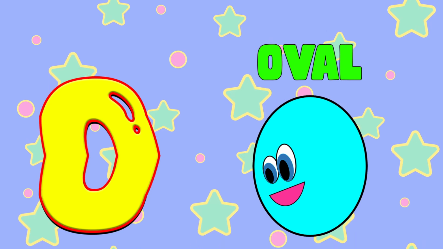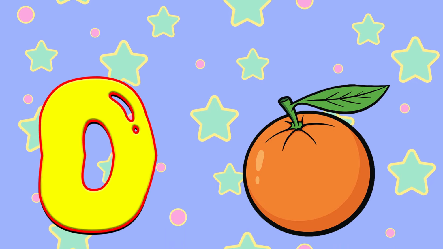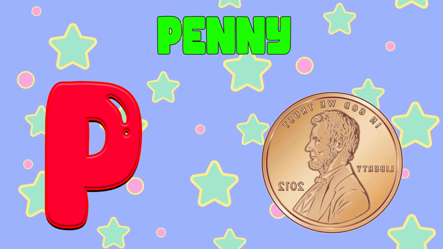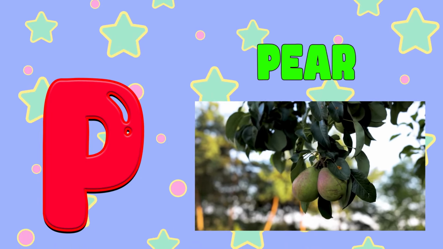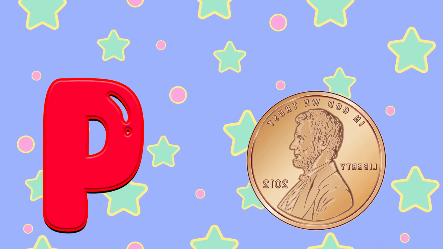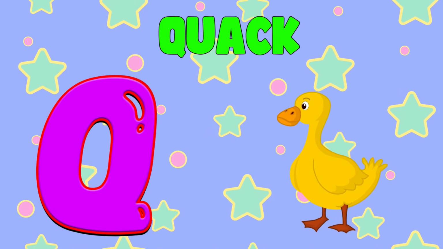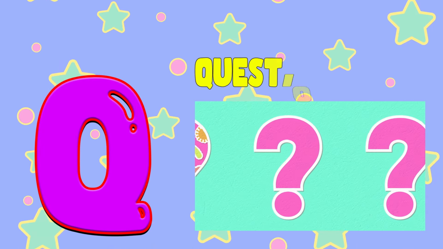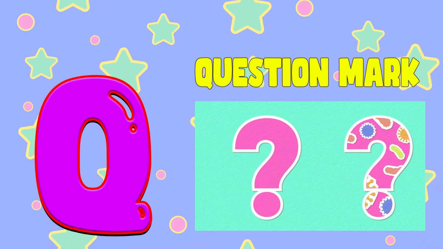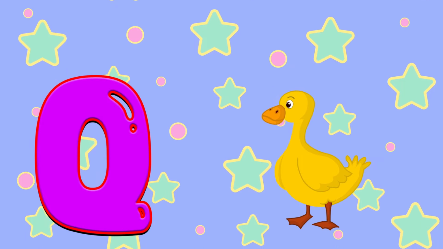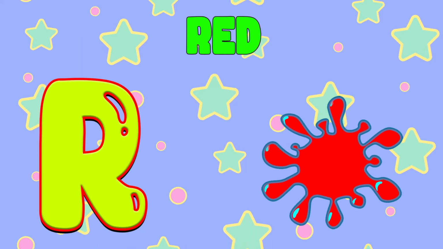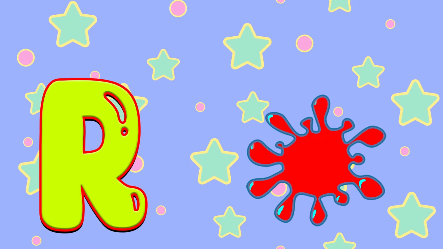P is for penny. P is for pear. Q is for quack. Q is for question mark. R is for red. R is for rocket.